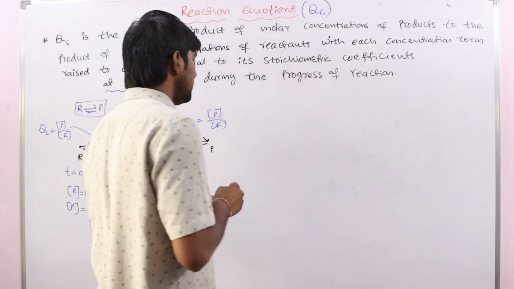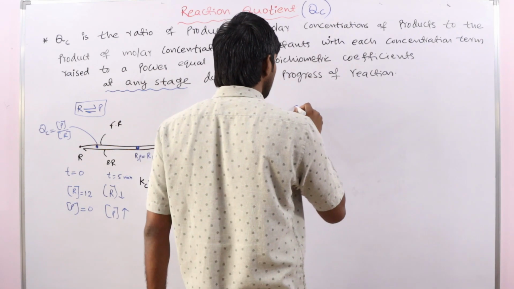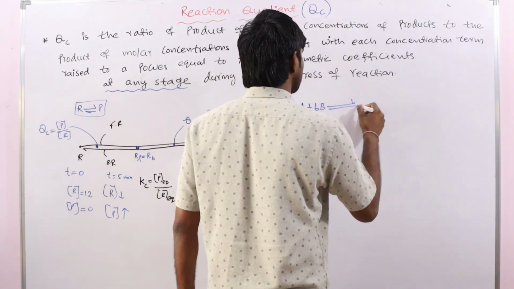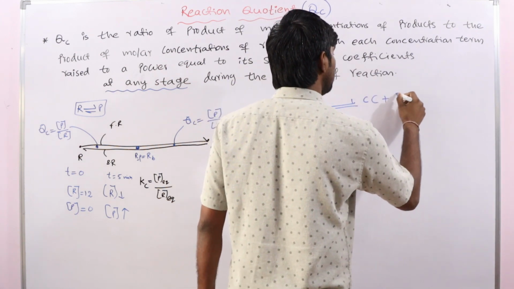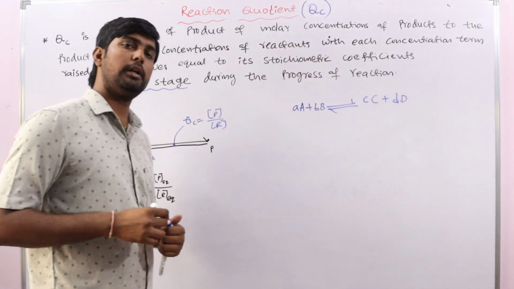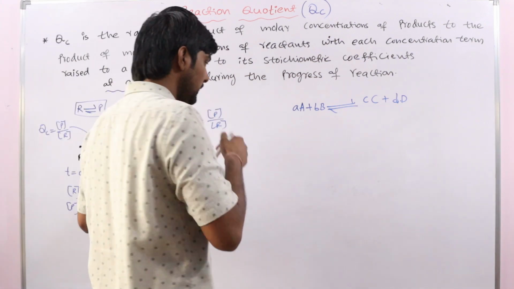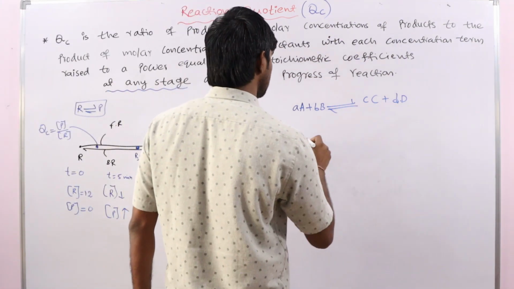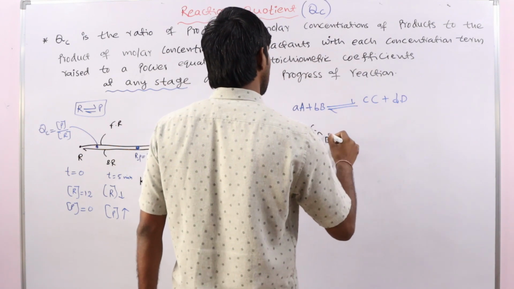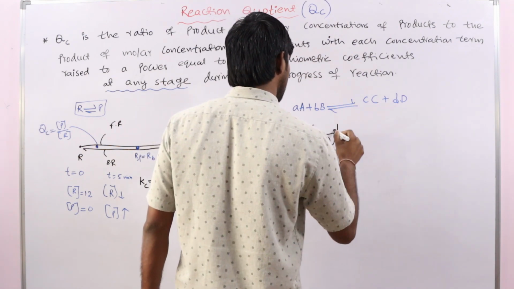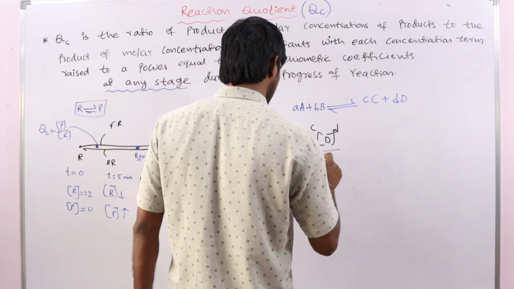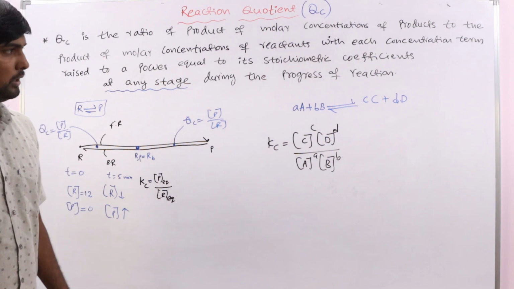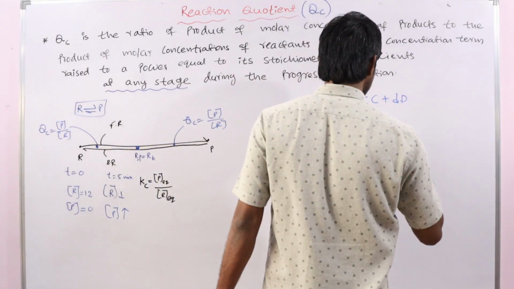Now let us take an example. aA plus bB gives cC plus dD. This is the general reaction. For this, the equilibrium constant expression is Kc equal to concentration of C to the power c times concentration of D to the power d, divided by concentration of A to the power a times concentration of B to the power b. Right? What about the Qc expression?